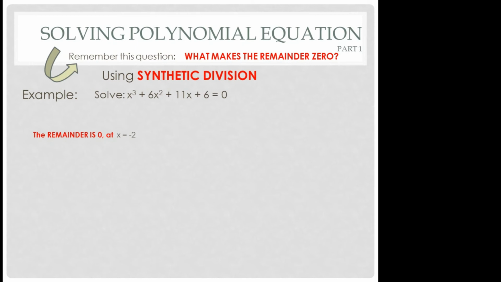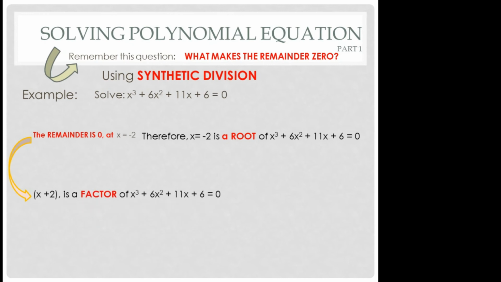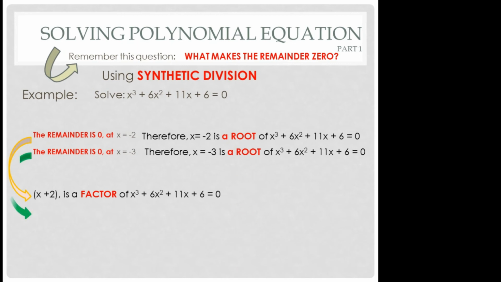So again, the remainder is 0 at x equals negative 2 when we use synthetic division method. Therefore, x equals negative 2 is a root of x cubed plus 6x squared plus 11x plus 6 equals 0. And therefore, x plus 2 is a factor of x cubed plus 6x squared plus 11x plus 6 equals 0. The remainder is also 0 at x equals negative 3. Therefore, x plus 3 is a factor of x cubed plus 6x squared plus 11x plus 6 equals 0.